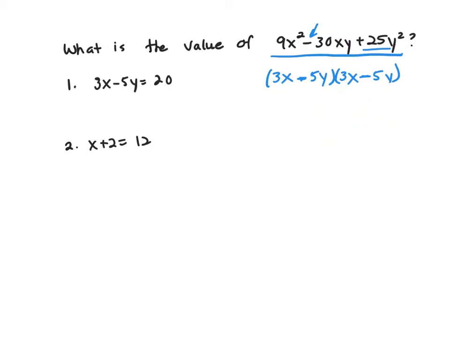All right, now let's look at our clues. Clue 1 says 3x minus 5y is 20. Okay, well that expression right there is 20. And of course that one's 20, so we know the value would be 400.